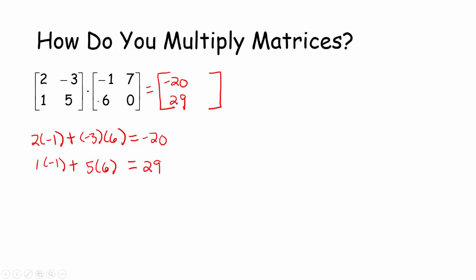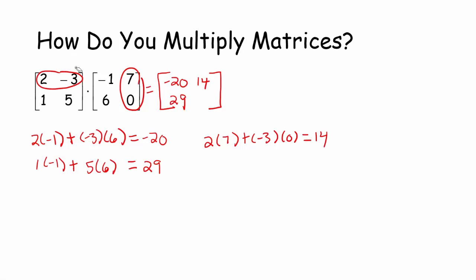Great, back to the matrix here. So now I'm going to take the first row and the second column, and that result is going to go right here in the first row in the second column. So if I match everything up, it's going to be 2 times 7 plus negative 3 times 0. And that gives me 14 plus 0, which is 14. And that's going to go in the first row, the second column.